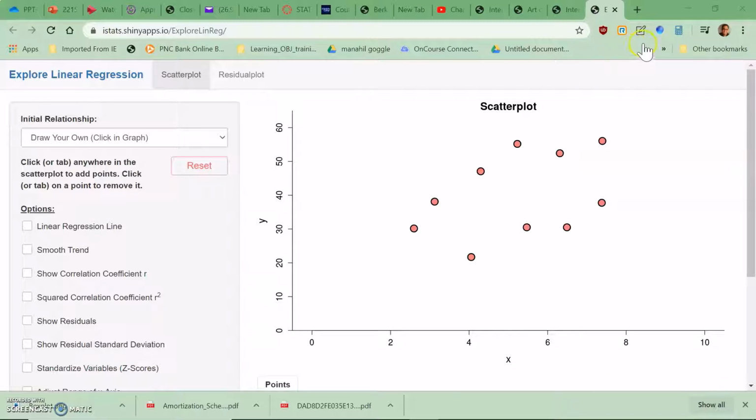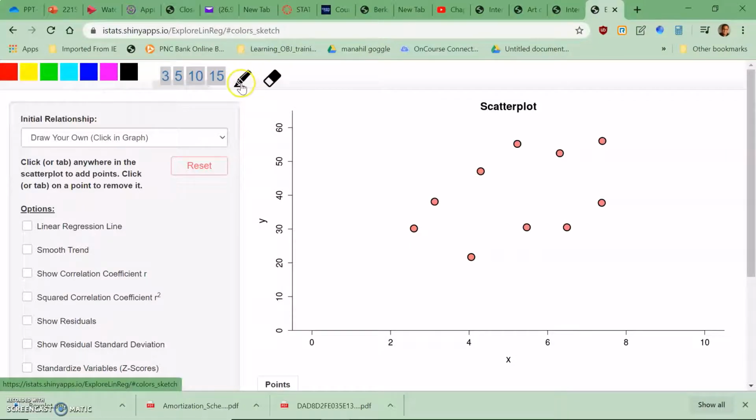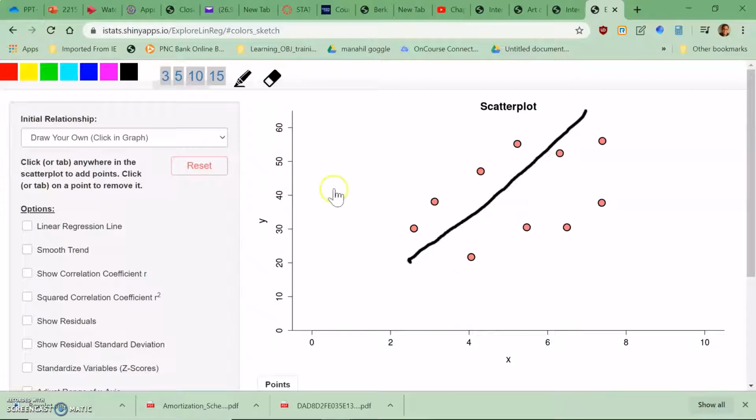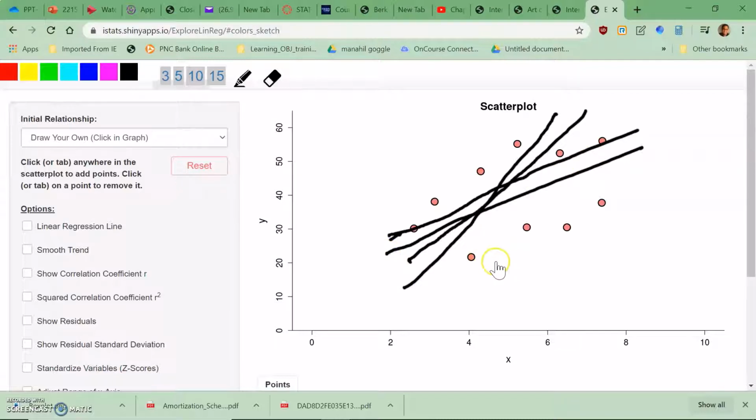Let's say I can do that. Somebody says, okay, no problem, I can do that. Let's say I draw one of the lines, something like this. Somebody says, no, no, this is not the right line, I have a better line. I think this is the best fit line. I'm trying to change the color. Somebody says, no, this is not the best fit line, this is the best fit line. Somebody else says, no, this is the best fit line.